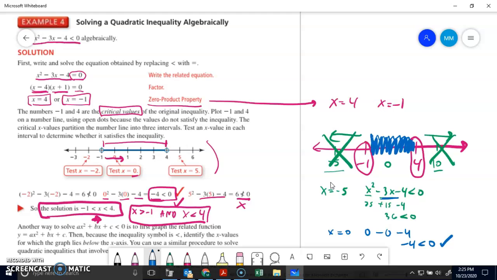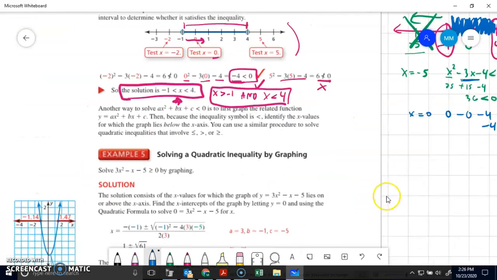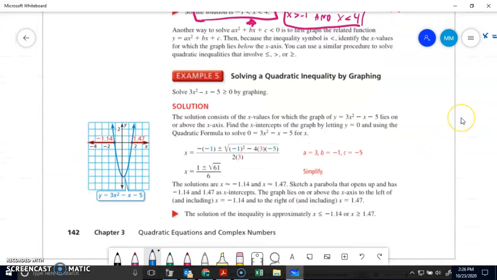How do you represent this blue shaded region? You represent it by saying that it's between negative 1 and 4, that x is between negative 1 and 4. Okay? There is another way to check these, so they give us another example. And we're going to do quadratic formula tomorrow. I think I'm almost positive your homework tonight is all factorable, so you can solve them all by factoring. We'll talk about this more tomorrow.